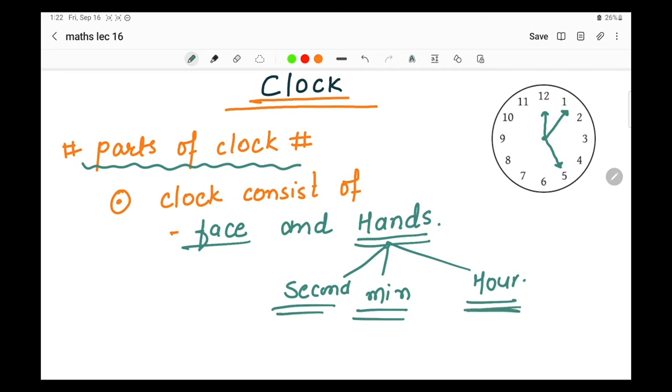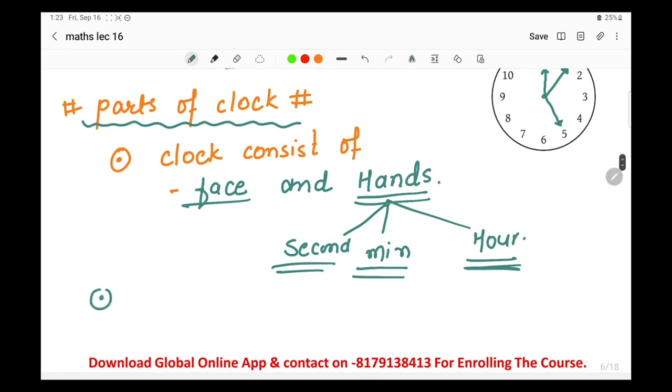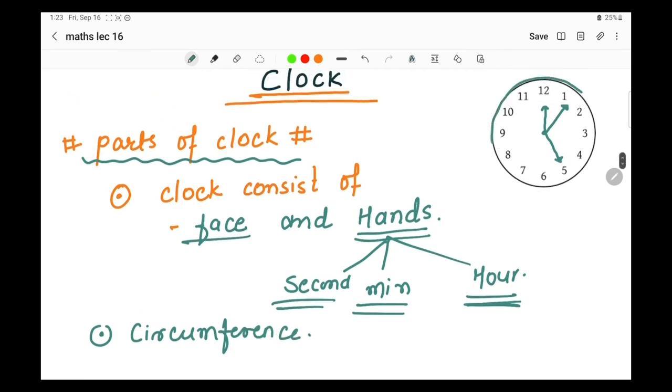Now, before moving into the facts regarding clocks that we have to remember, that is, the angle the minute hand makes or the angle the hour hand makes, because this kind of question is asked in the examination, we must know the circumference of the watch. The outer portion of the clock, we call the circumference of a circle. The clock here is circular in shape, so we will take the circumference of the clock.